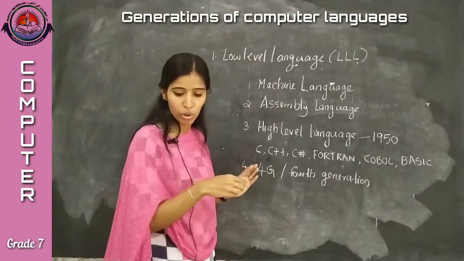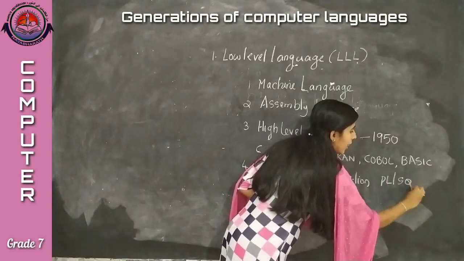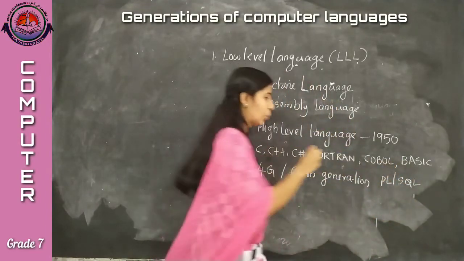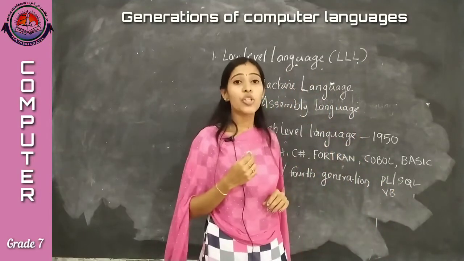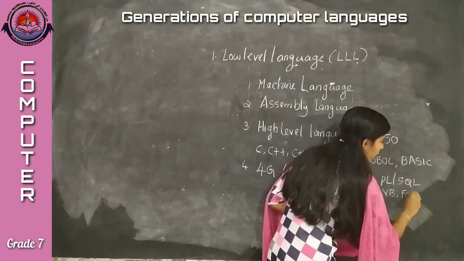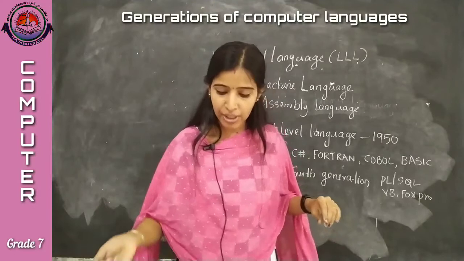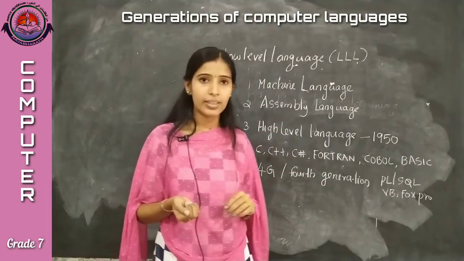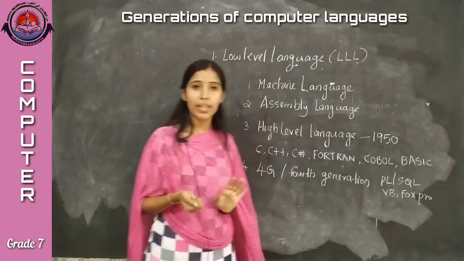Some examples of 4Gs are PLSQL, VB, which stands for Visual Basic, then FoxPro, and after that Oracle. These are some examples of fourth generation programming languages.